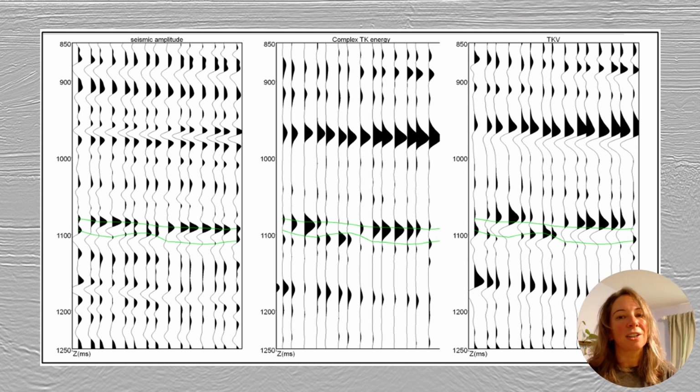All right, and then finally on the right, we've got our TKV, the Teager Kaiser variation display. And this is really neat because it's taking that energy information and transforming it into something that oscillates more around zero, like our original seismic data. But it's highlighting the energy variations instead of just the reflectivity. So you can see how it maintained the definition of the key horizon at 1100 milliseconds while giving us a slightly different perspective on the surrounding features.